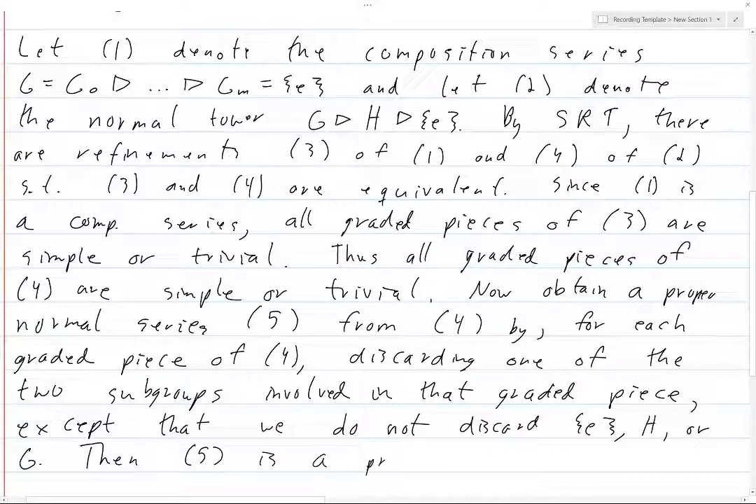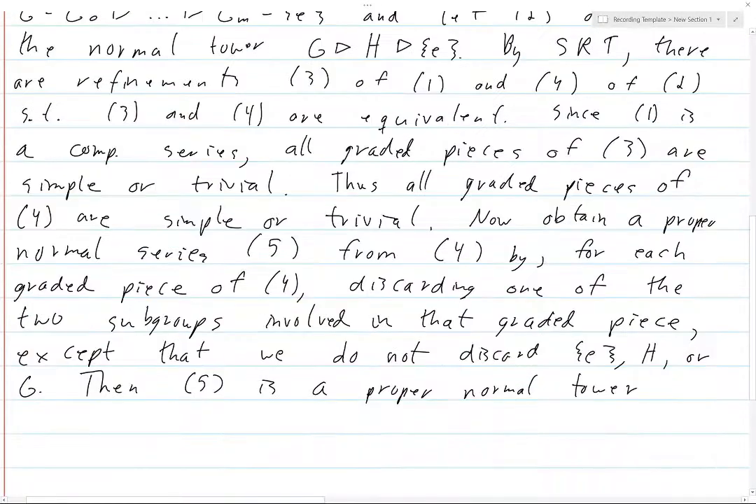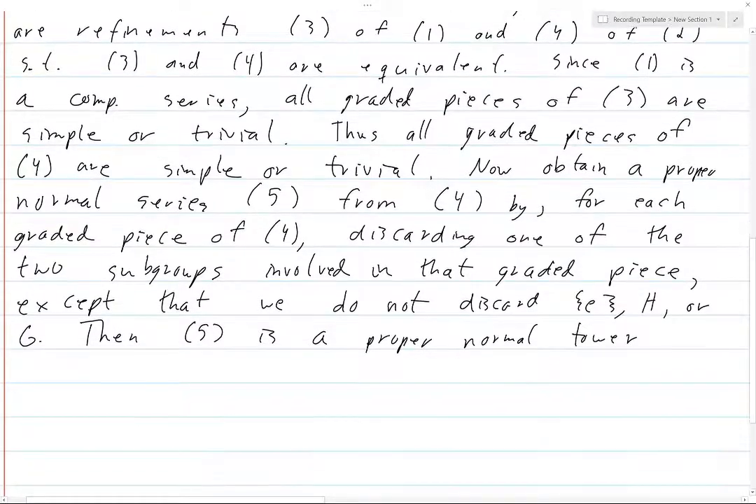normal tower. Was I saying normal series? I think normal series might be another word that's used for this. I don't know. Things are sloshing around in my head right now, definition wise, so I don't quite remember. But anyways, 5 is a proper normal tower.